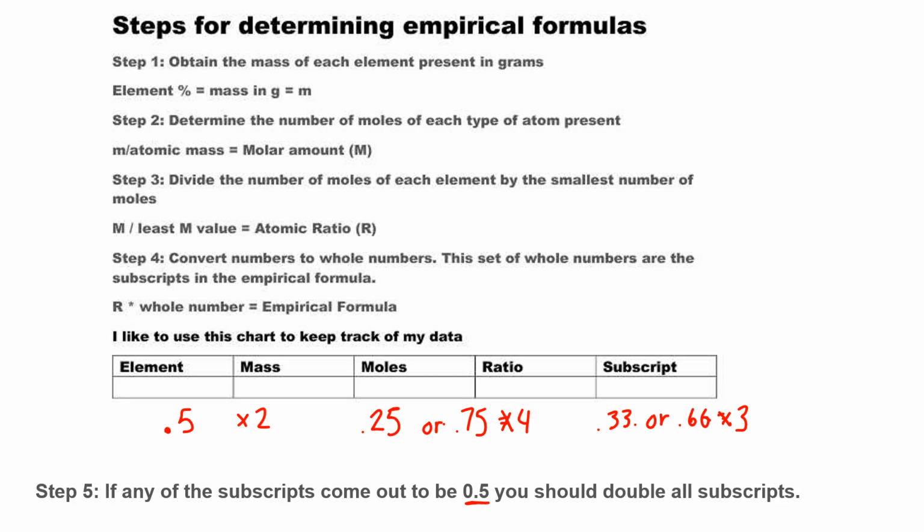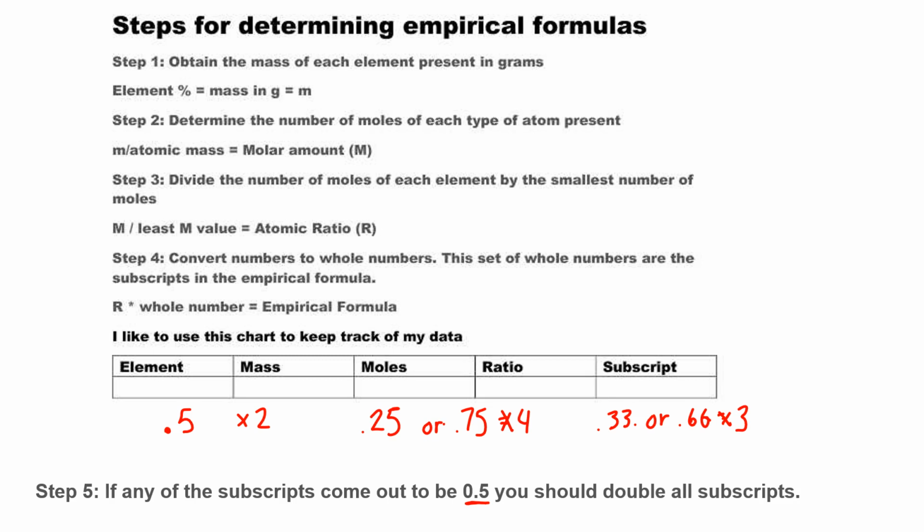So when we solve this, and this step 5 relates to what I have written in red, if you have any subscripts that come out to something .5 or something .25 or something .75 or something .33 or something .66, if it's .5, we're going to double it because .5 represents a half. And we double all the subscripts, not just the one that's .5. So if you do something to one, you have to do it to all.